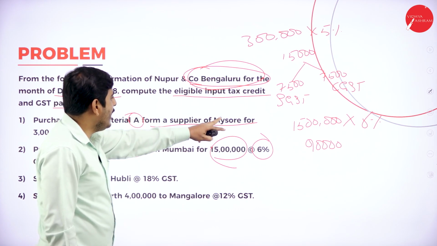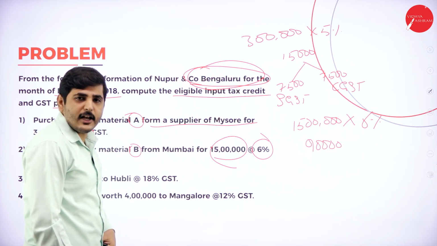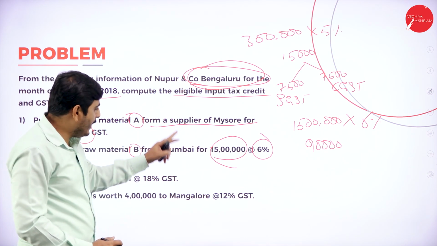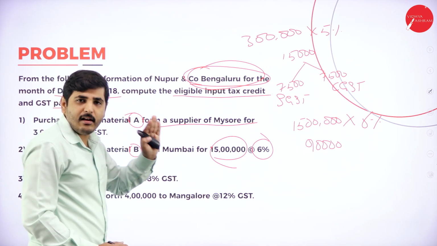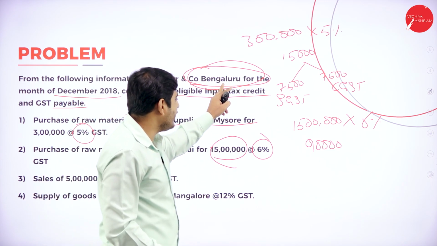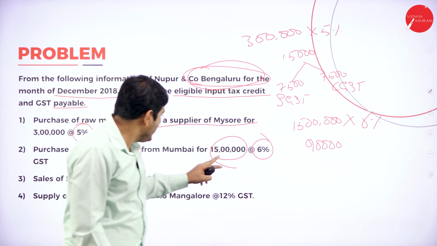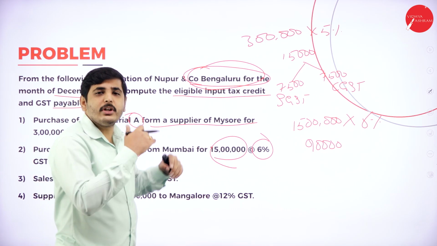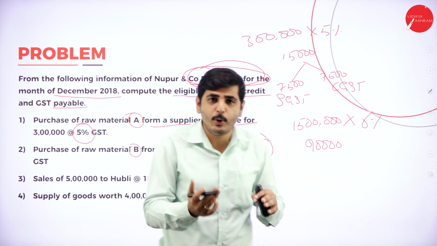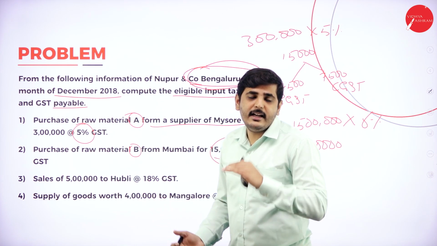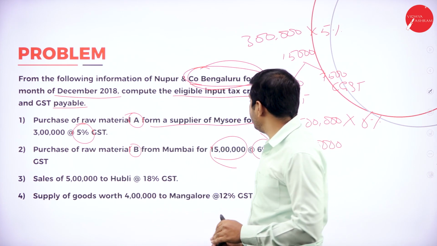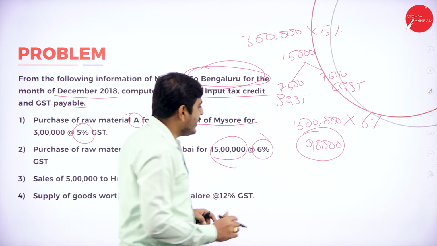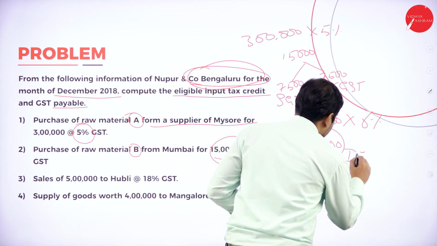From Mysuru to Bangalore, goods are transported within the state. Here, Mumbai is a different state and Karnataka is a different state. Our registered place is Karnataka. We are purchasing goods from Mumbai, that is out of the state. So when the goods are transported or supplied out of the state, it comes under IGST. The full amount will go to the central government as IGST, integrated GST.